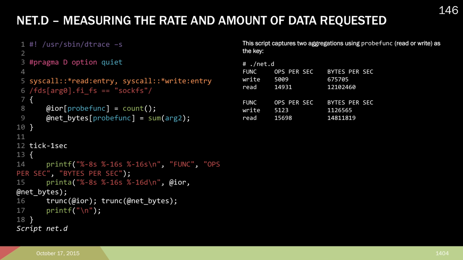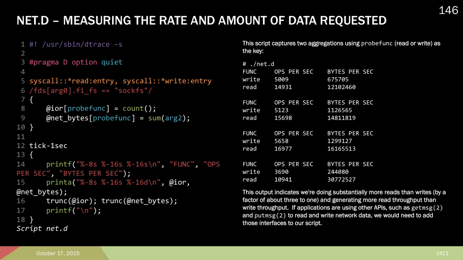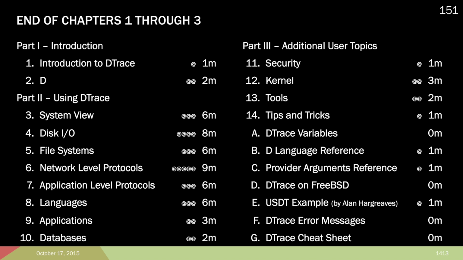Every second we get output, and this output indicates that we're doing substantially more reads than writes, by a factor of about 3 to 1, and generating more read throughput than write throughput. If applications are using other APIs such as getmsg and putmsg to read and write network data, we would need to include those interfaces in our script. This is because getmsg and putmsg have a very different argument list than read and write, and the same goes for send and receive.